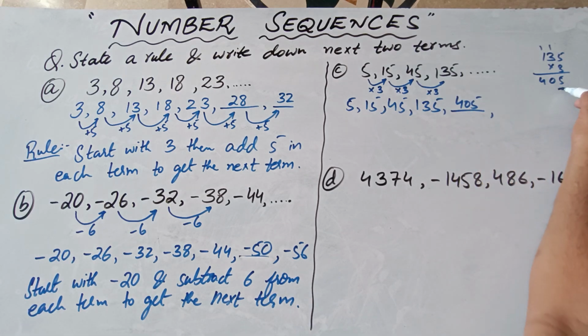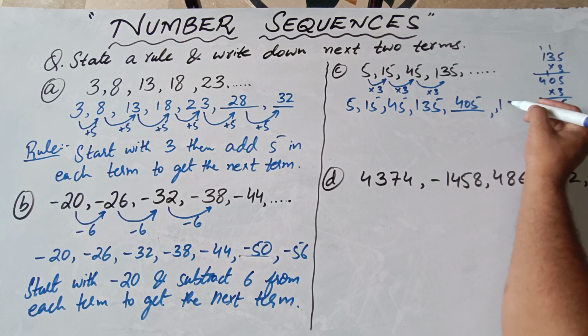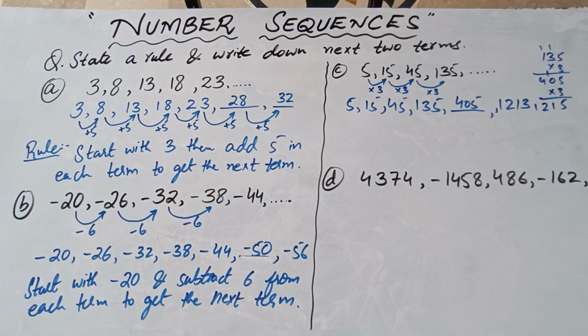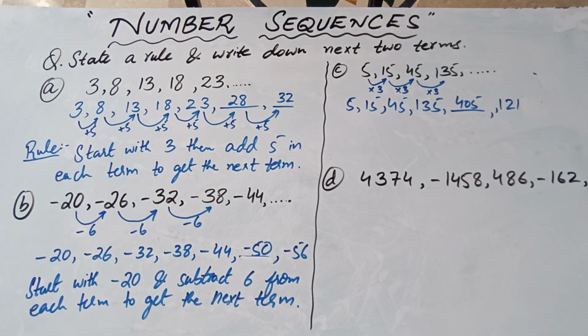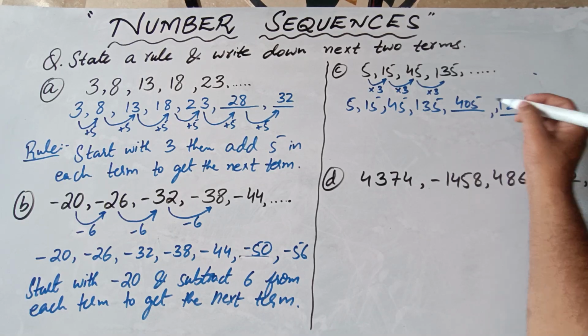Now to obtain the next term, again multiply 405 by 3. 3 5s are 15, 3 zeros are 0, plus 1 is 1, 3 4s are 12. So the next term would be 1215. I hope you are understanding and you guys are enjoying. It's 1215. The next term would be 1215.